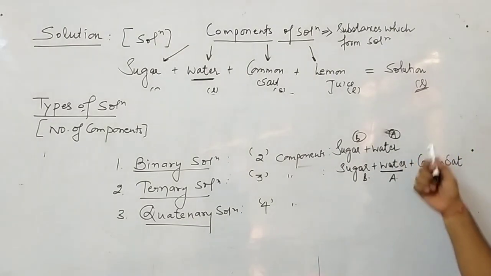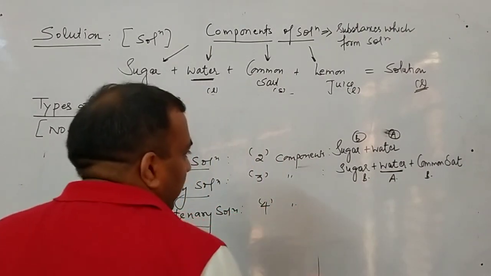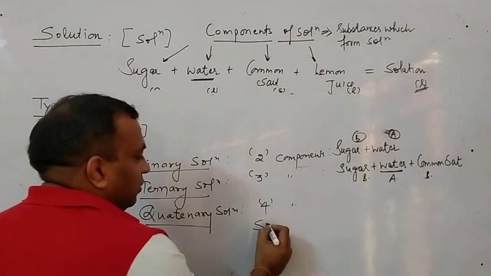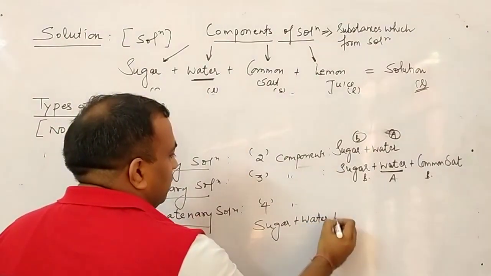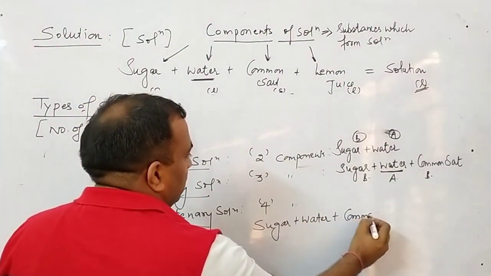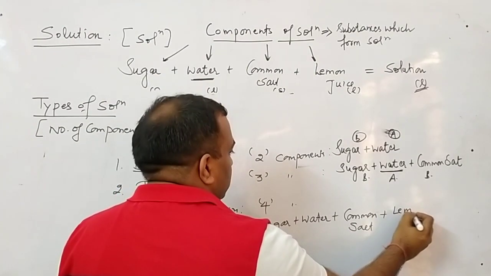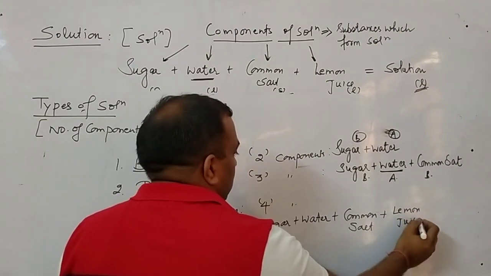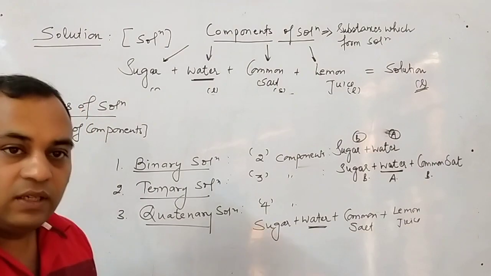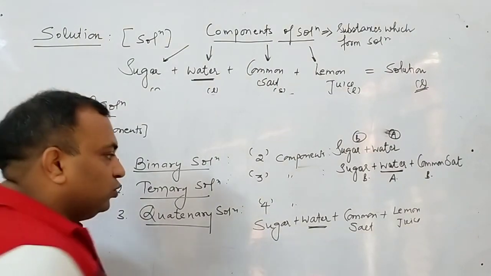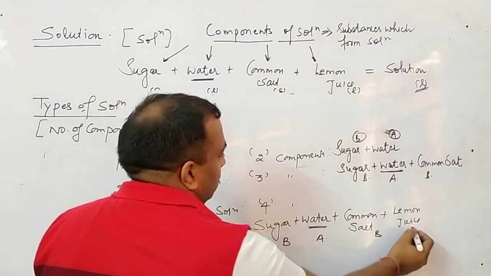Understand? Just see these two examples. Here solvent is one, here also solvent is one. Now the quaternary solution. I take the example here. Sugar plus water plus common salt plus lemon juice. Now out of these four components, water is present in maximum proportion. Clear? Or you can say more proportion. So water will act as solvent and all others will act as solute.